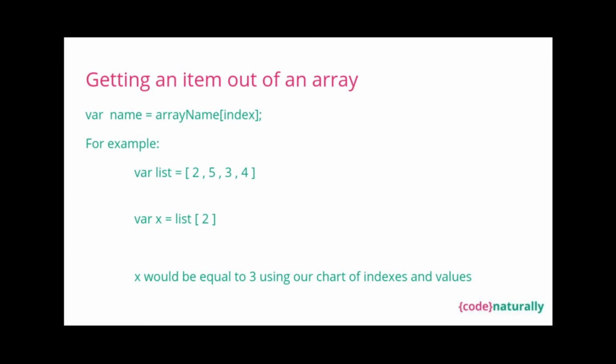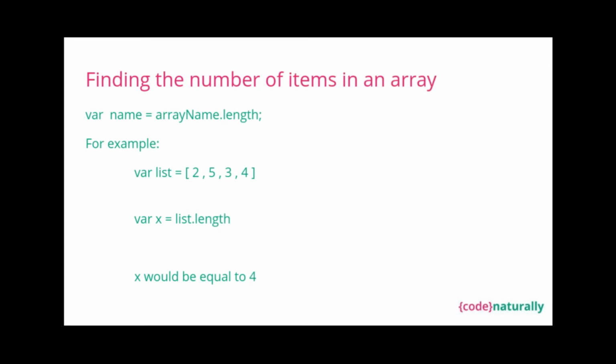To get the number of items in the array, we would use the form array name, period, length. So for example, if we use our same array as before, we can say var x equals list dot length, because list is the name of our array, and that would mean that x equals 4 because there are 4 numbers within the array.